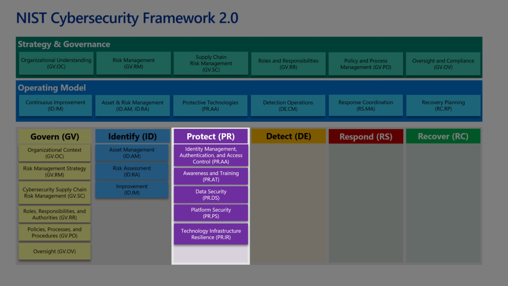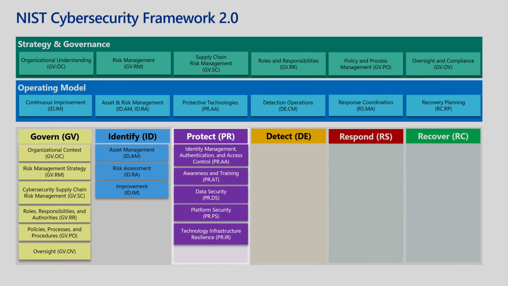is resilient against threats. The Technology Infrastructure Resilience, or the PR.IR element, focuses on building resilience within the organization's technology infrastructure. This involves redundancy, disaster recovery planning, and regular testing to ensure that the organization can continue operations even in the face of cyber incidents and other disruptions.